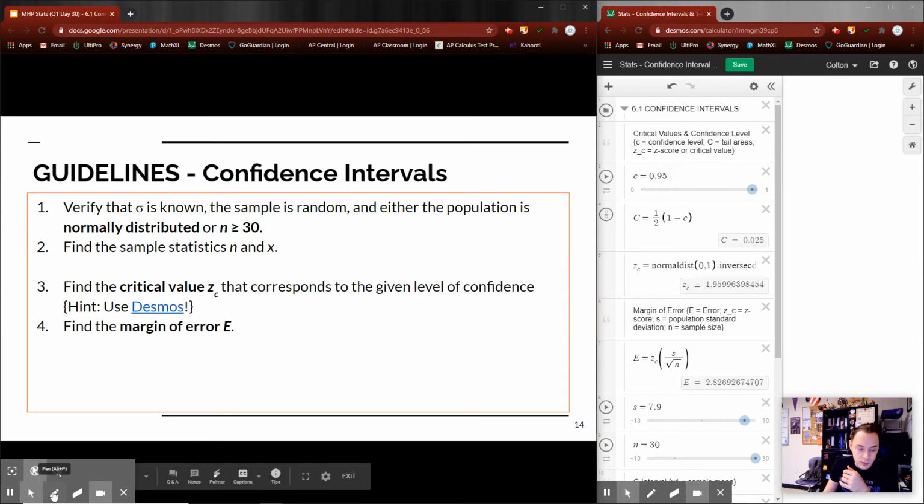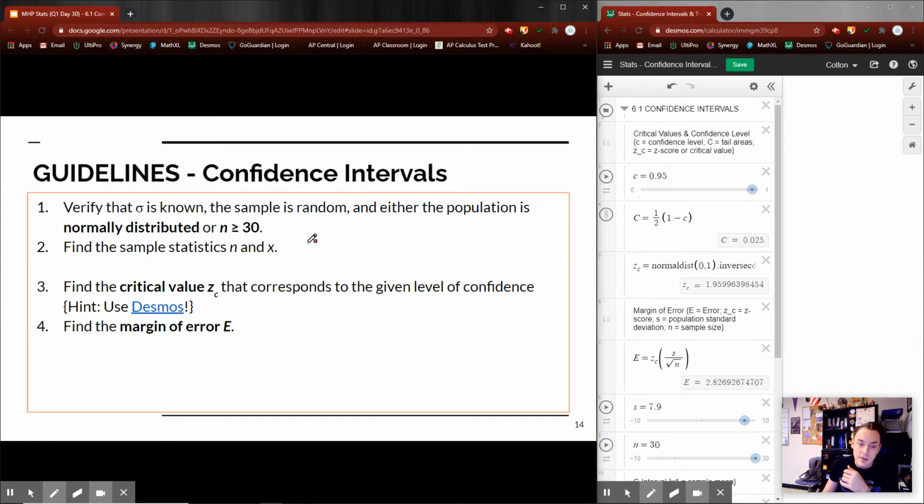So I can write that out. Find the sample statistics. Basically, remember your x bar right here equals adding them all up, that is the sum of x, and then divided by n. So just remember that formula.